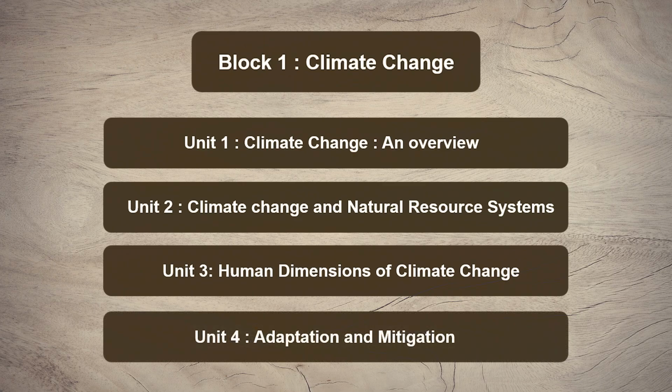And the last unit of this block is about adaptation and mitigation. How do we adapt? What changes are required in our agriculture? How do we plan our cities? How do we divert our natural resources? How do we satisfy our needs in the wake of climate change which is already occurring? And what can be the mitigation measures?